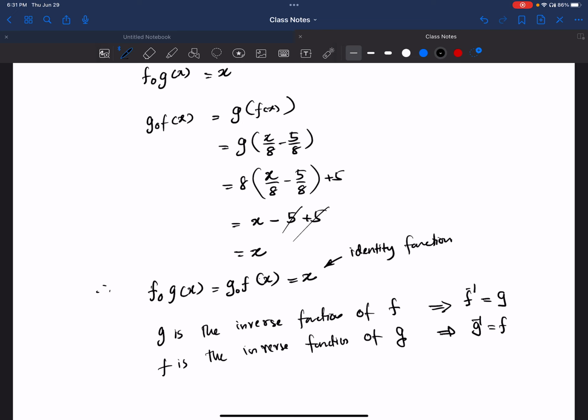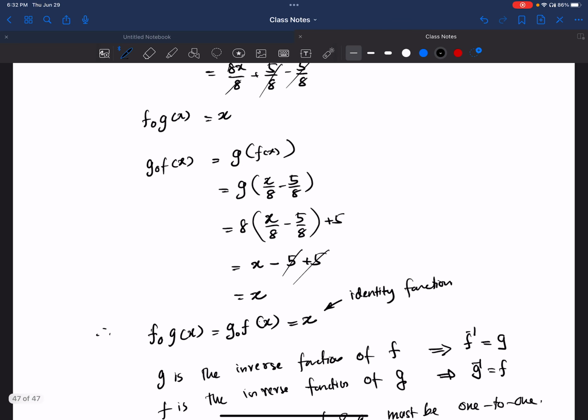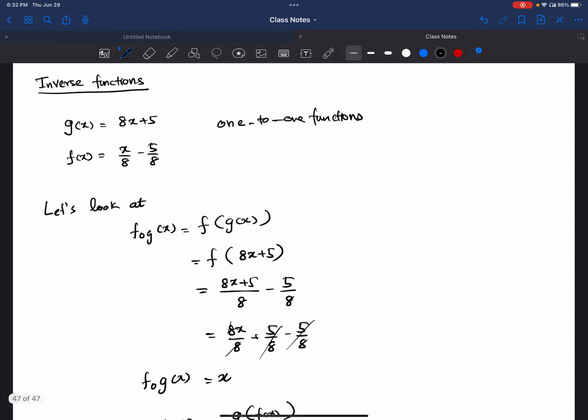In this case, f and g must be one-to-one. And we can have several other examples as well. So keep in mind, you need to find the composite functions to see whether that equals the identity function, and then you can find what the inverse function is.